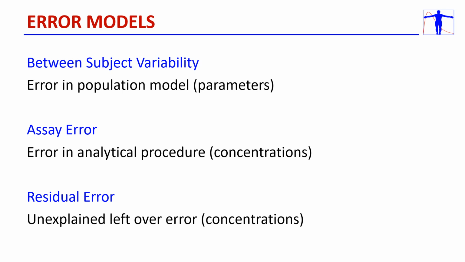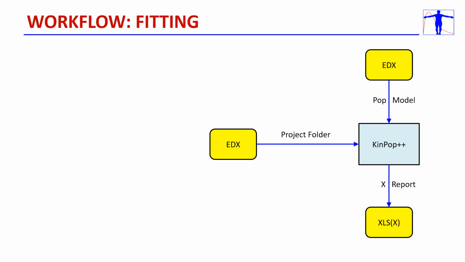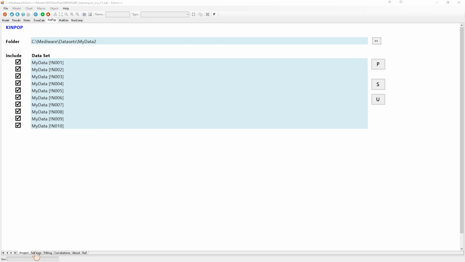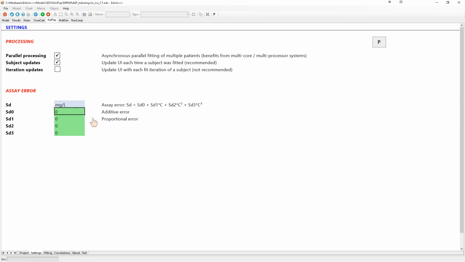Okay, so let's continue now with these steps. I already selected the project folder, I loaded the population model. So let's set up the parameter types and the error model. I continue here, I go to the settings screen. Here I can set the assay error, and here it's not set, it's 0. And you see different constants, so it's an effective polynomial you can specify here. The SD0 can be interpreted as the additive error, and the SD1 as a proportional error.